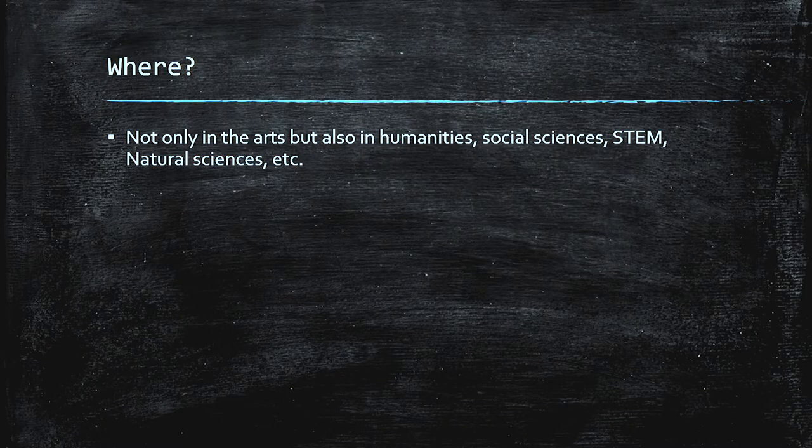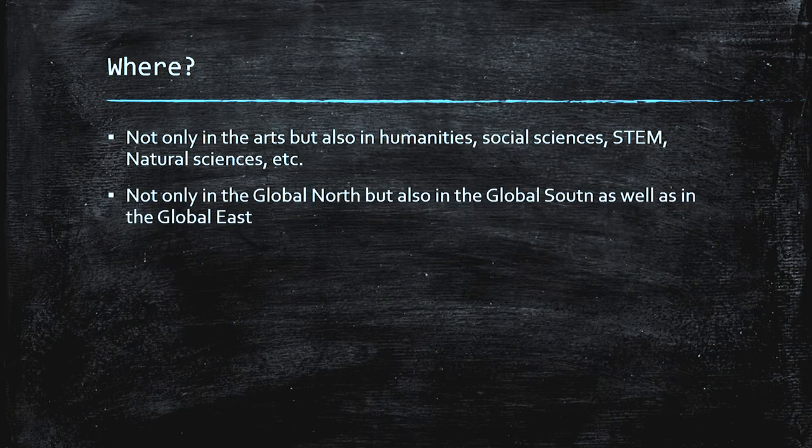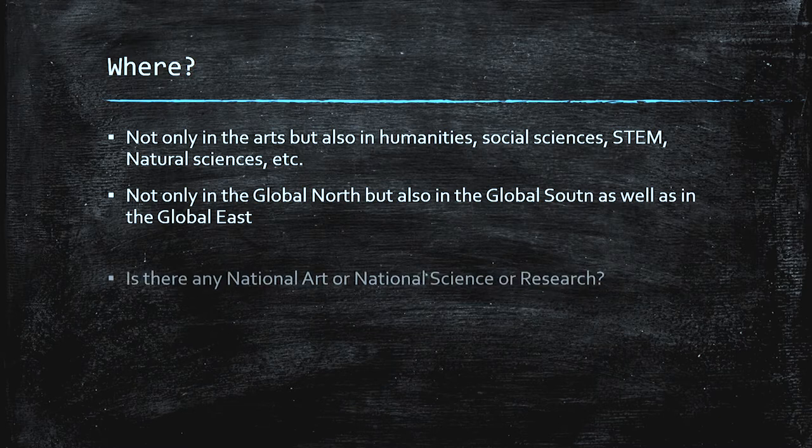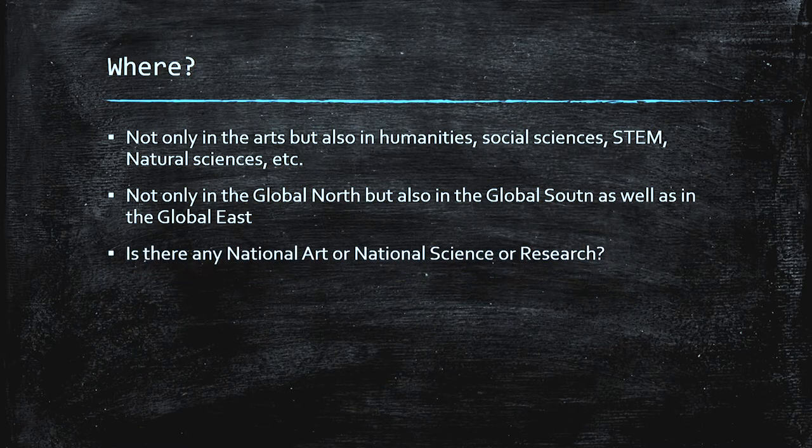Also, what is important is where artistic research is happening. It's happening not only in the arts, as I said, but also in humanities and social sciences and STEM, sciences, technologies, engineering, and mathematics. STEM is an abbreviation for it, and natural sciences. And also not only in the global north, but also in the global south, as well as in the global east, where I'm coming from.